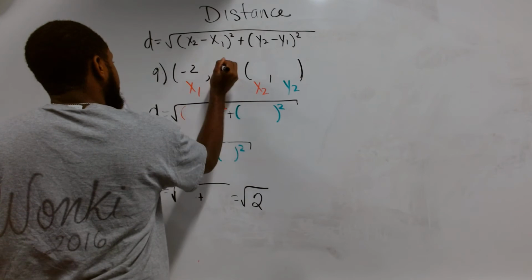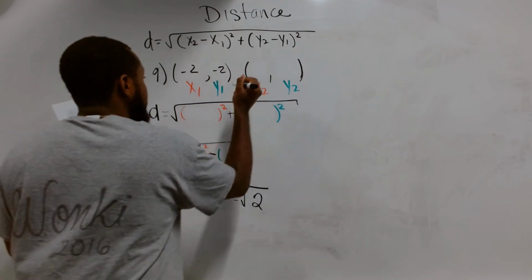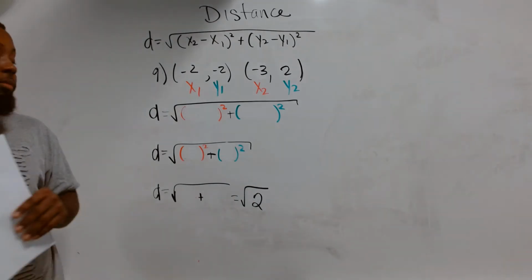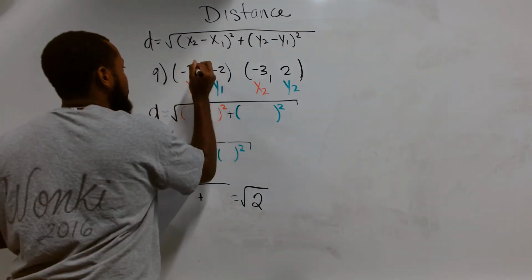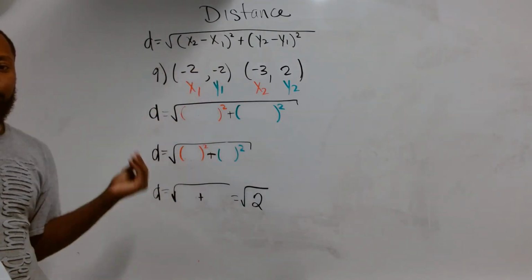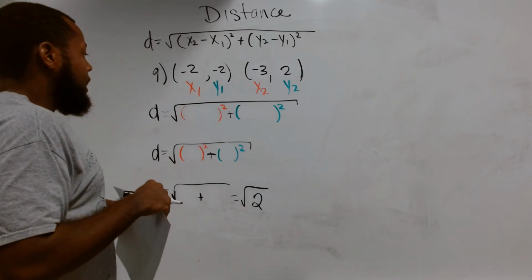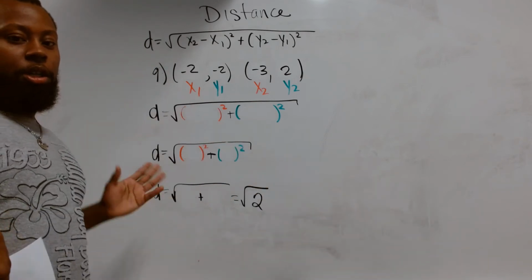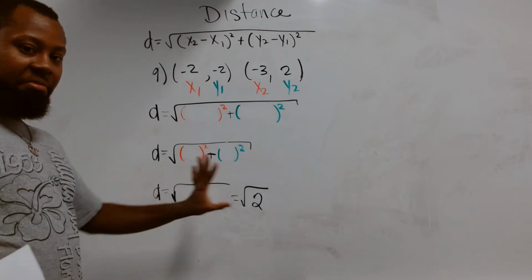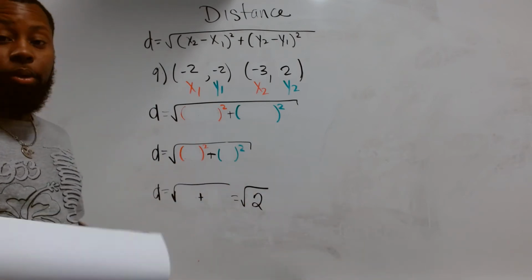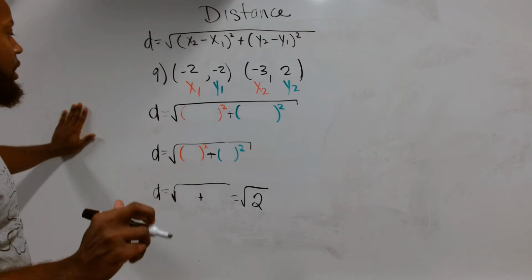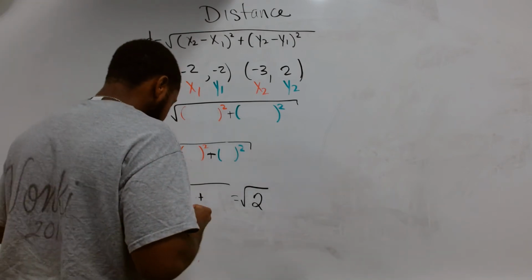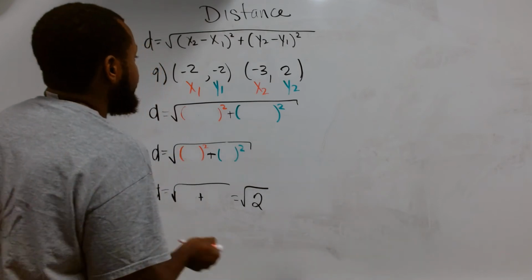We got negative 2 to negative 2. Then we got negative 3 to 2. Remember, if you need to make a template like this, go right ahead. But let's go ahead and get into the swing of things.